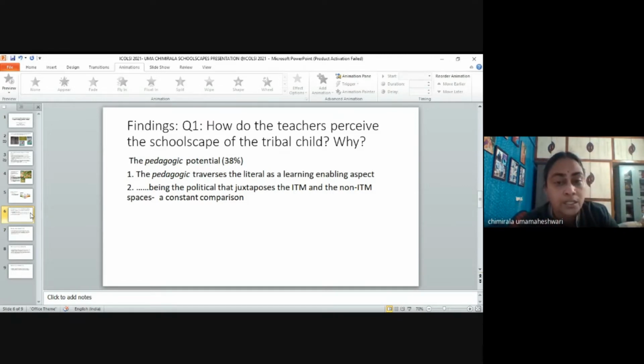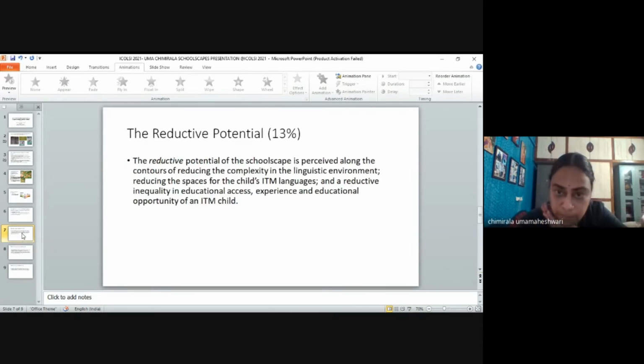But there were also teachers who went on to juxtapose and compare what is there with a non-tribal child school environment and a tribal child school environment, which is again related to pedagogy, right? So 38% is a good number actually. 38% of the teachers believe that the Schoolscape has a pedagogic potential. Then comes 13% of the teachers who went into a critical mode and said, listen, what the Schoolscape is doing is reducing the complexity of the linguistic environment. I call this a reductive potential.